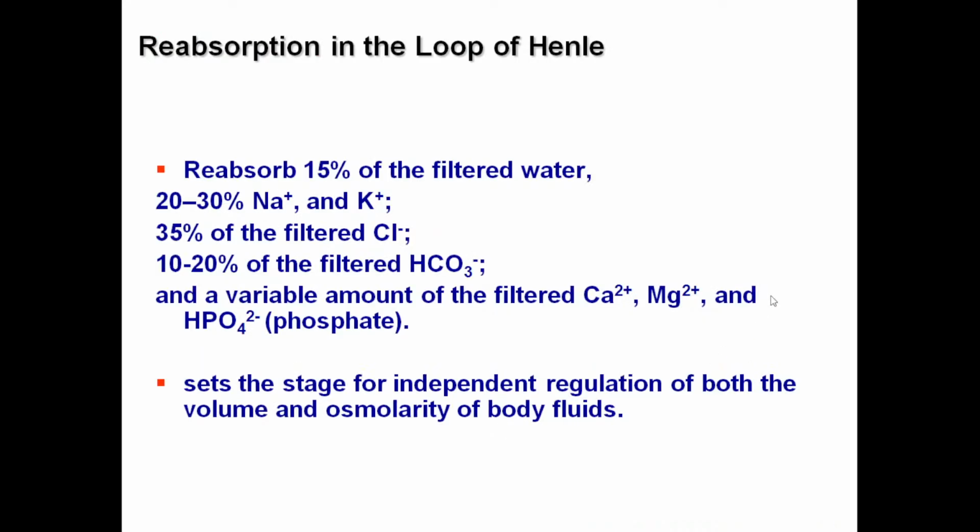system. Now, the next step which we are going to discuss is reabsorption in the loop of Henle. As you can see here, there is a summary of the major components which will be reabsorbed in the loop of Henle. So it will be small amounts of water, electrolytes, chloride, bicarbonates, and variable amounts of calcium, magnesium, and phosphate. And the loop of Henle sets the stage for independent regulation of both volume and osmolarity of body fluids, and this is what we are going to discuss in a while.